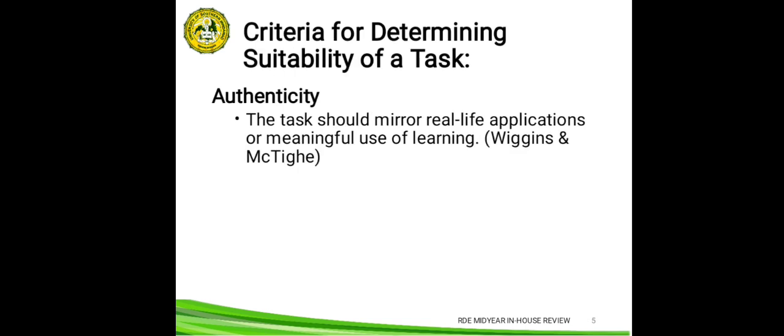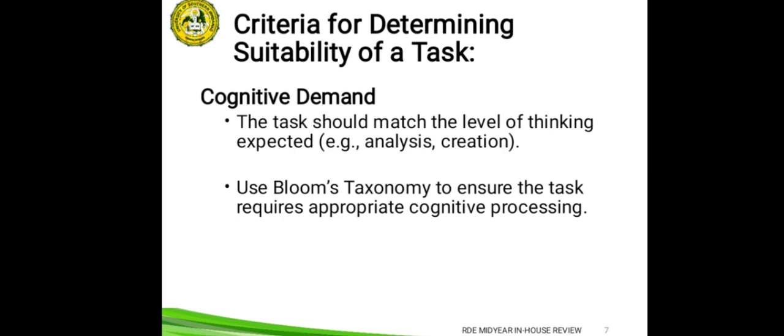So next criteria for determining suitability of a task is the authenticity. Authenticity is when the task should mirror real-life applications or meaningful use of learning. It is according to Wiggins and Bakhtai. So here in authenticity, we should check if the task allows the students to apply their learning in realistic or contextual scenarios. So next is the cognitive demand.